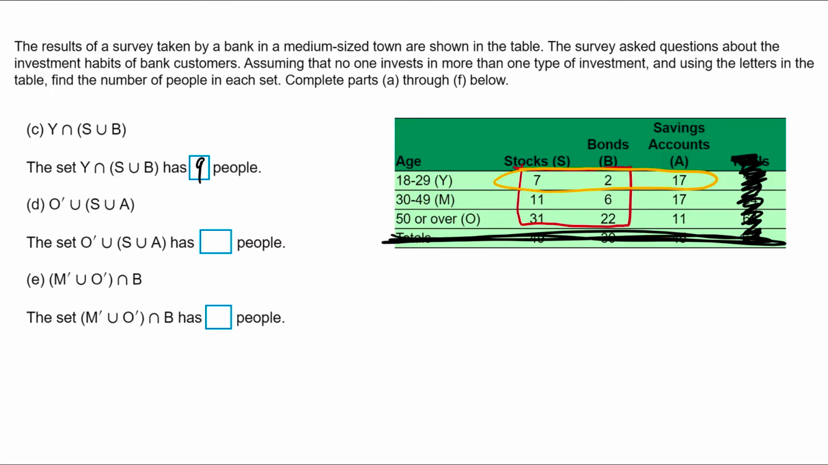All right, now let's look at the next one. We'll erase those marks there. The next one is O complement union S union A. So we have a union with a complement, and this one's going to be a little bit tricky. Let's do S union A first. I'm going to put a red box around everything in S and everything in A. And then it says union O complement, so now I'm going to circle everything that is not in O.